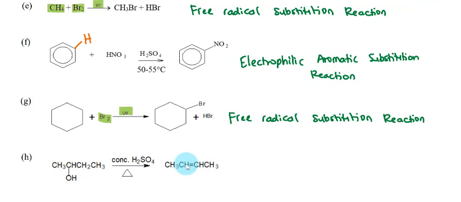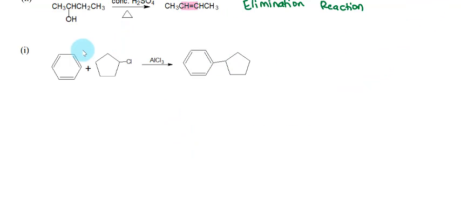For H, the carbon-carbon single bond becomes a carbon-carbon double bond. So it is an elimination reaction. For I, the reaction occurs on the benzene ring because the hydrogen here we change into this. So this one is an electrophilic aromatic substitution reaction.